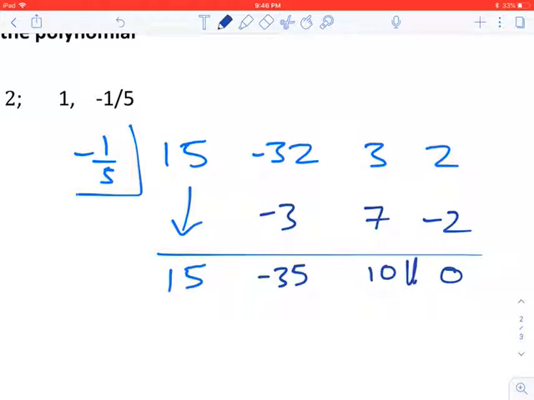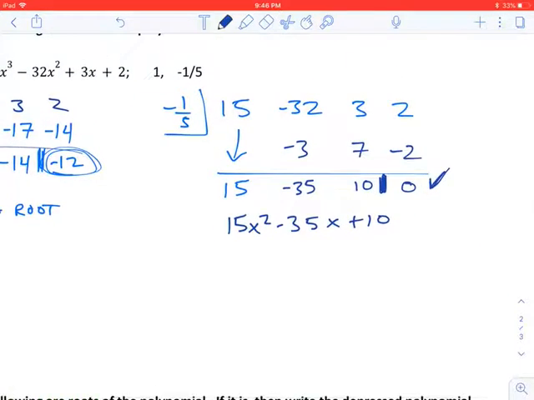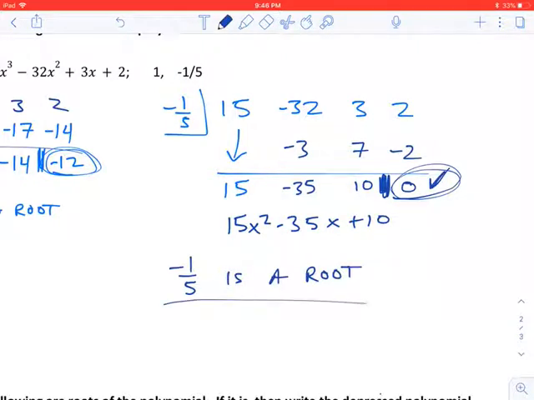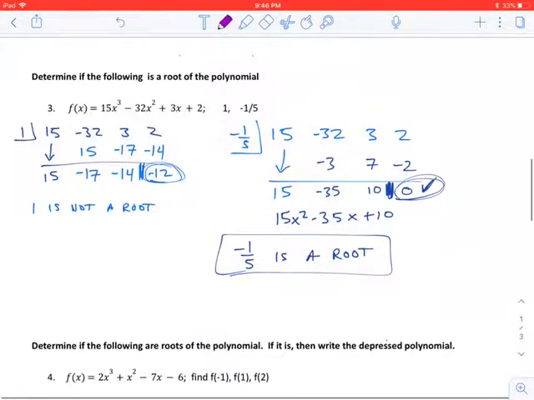And what do you know? Remainder of 0. And so our evaluated polynomial would be 15x squared minus 35x plus 10 with no remainder. But what that means with 0 over here, that means negative 1/5 is a root. And that's what we were looking for. Okay? So let's go down here.